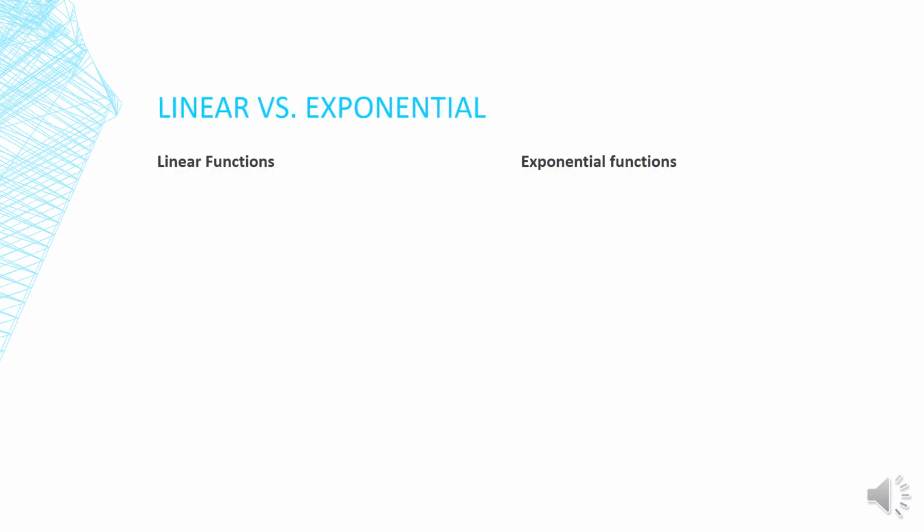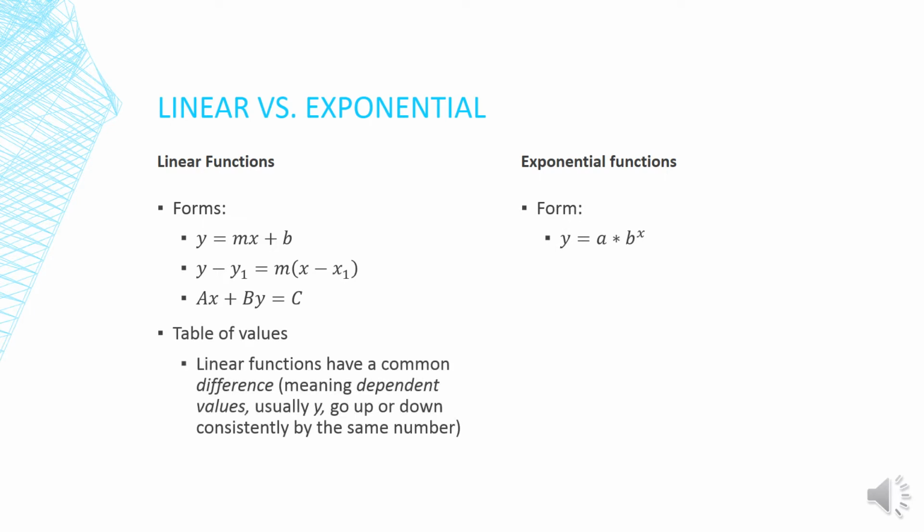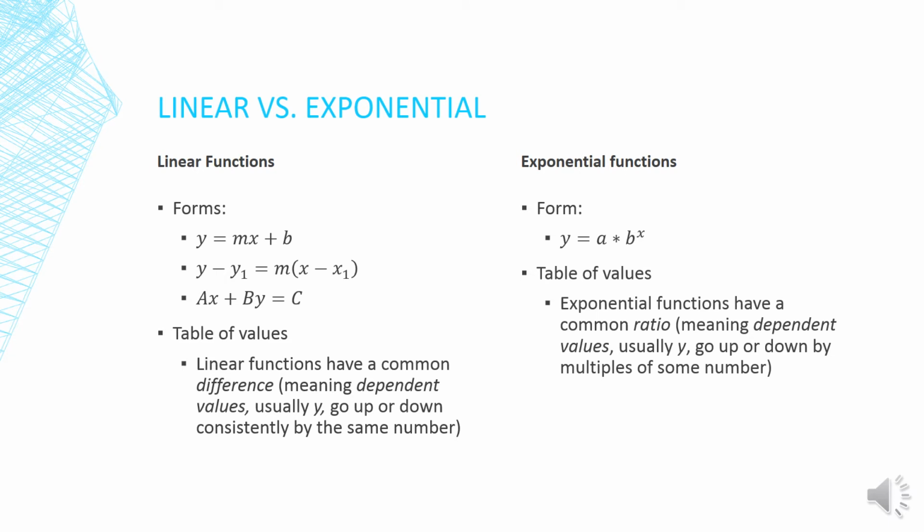Let's discuss linear versus exponential. Linear functions have three forms: slope-intercept form, point-slope form, and standard form. Exponential functions have one form: standard form. The table of values for linear functions have a common difference, meaning that your dependent values, usually y, go up and down consistently by the same number. Exponential functions have a common ratio. That means the dependent values go up or down by multiples of some number.